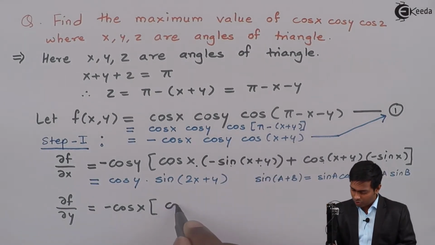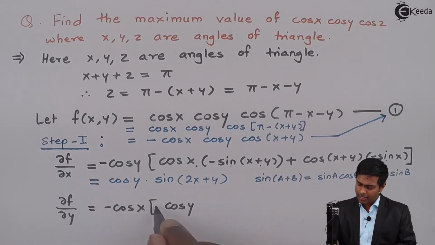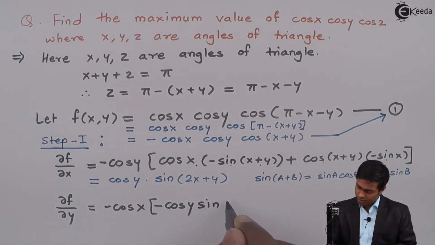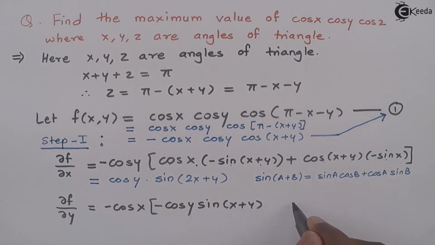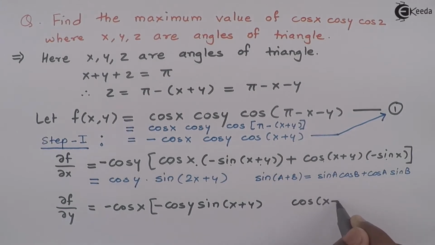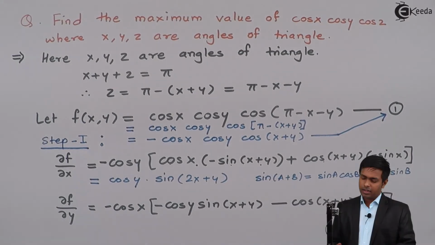So cos y as it is, derivative of cos(x + y) is minus sin(x + y). Next, the middle sign is plus, then cos(x + y) as it is, and the derivative of cos y is minus sin y. So that will become minus. Next we can take this minus sign common, that will become plus.